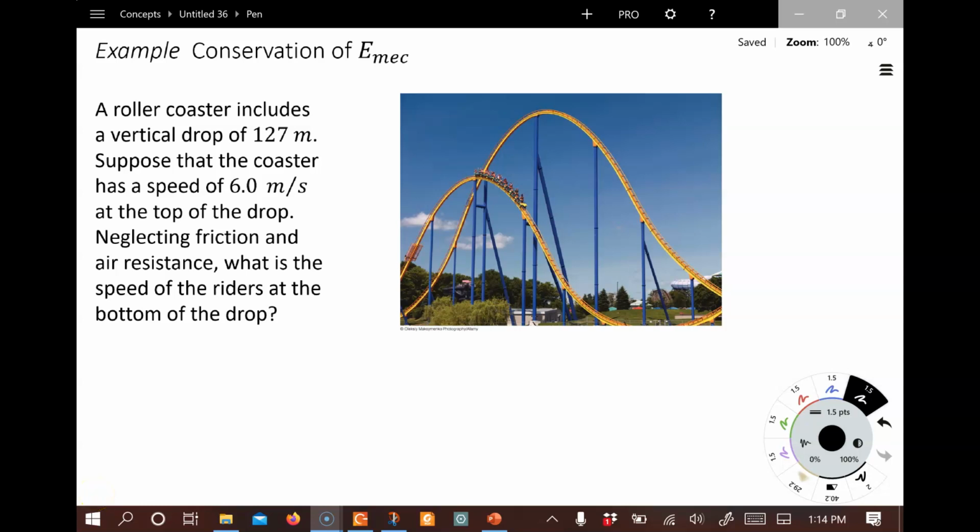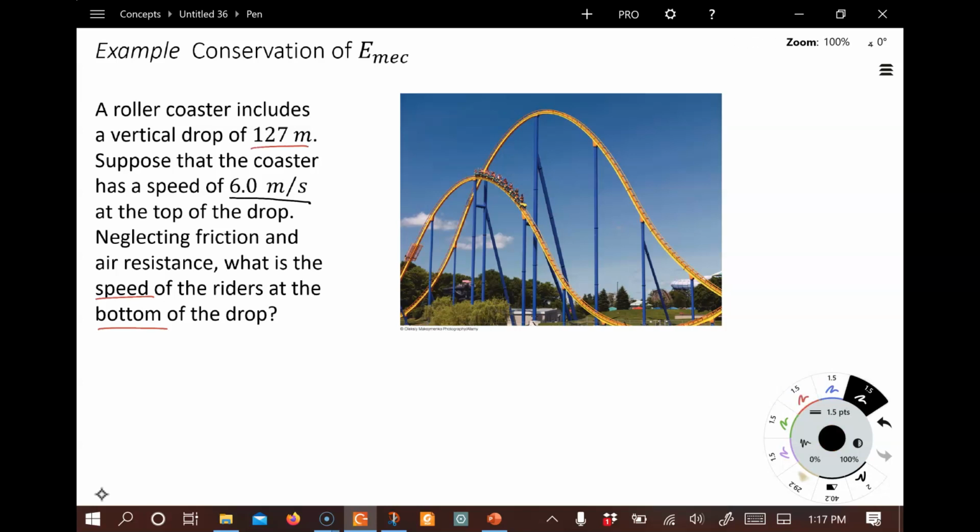Hi, this is an example problem having to do with energy from chapter 6. Pause for a moment and read the question. So we're given a speed of the roller coaster at the top, and we want to try to figure out what is the speed at the bottom. And we're also given the vertical drop length.